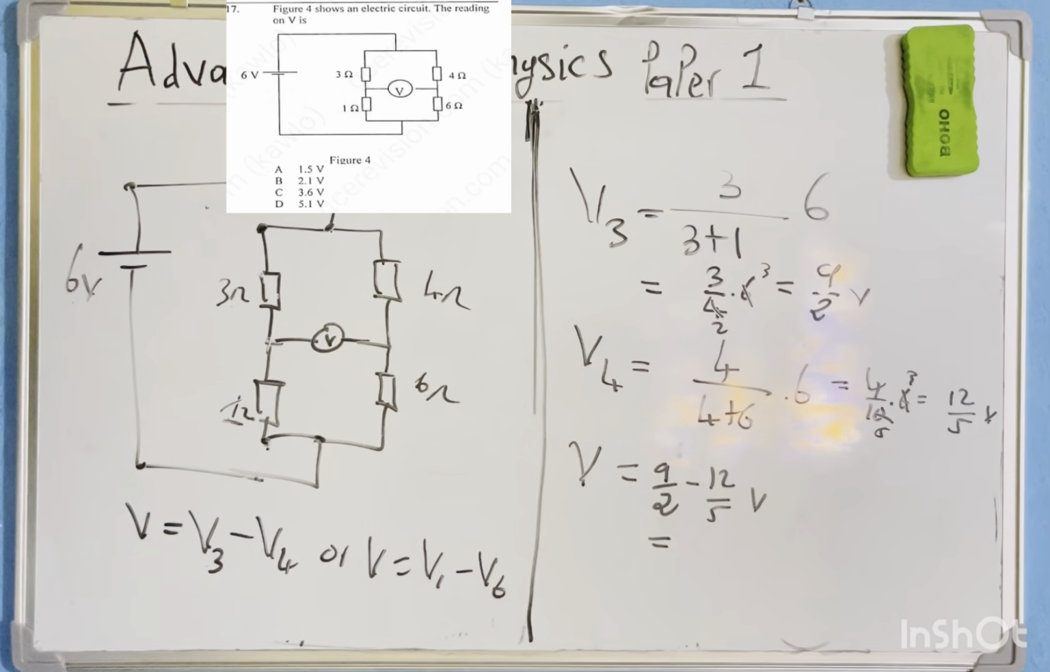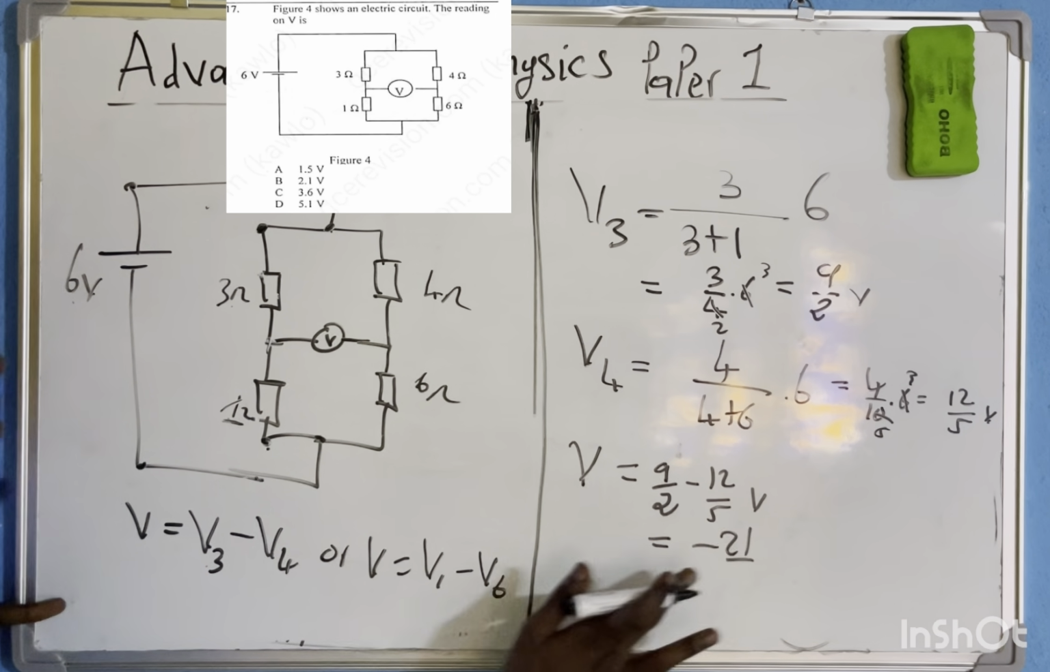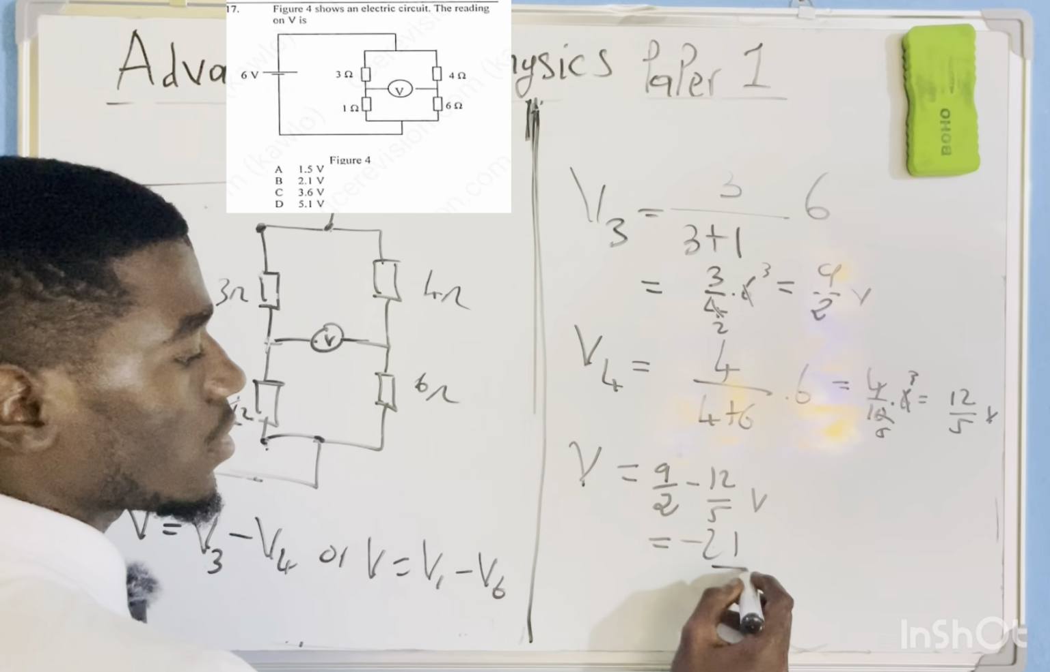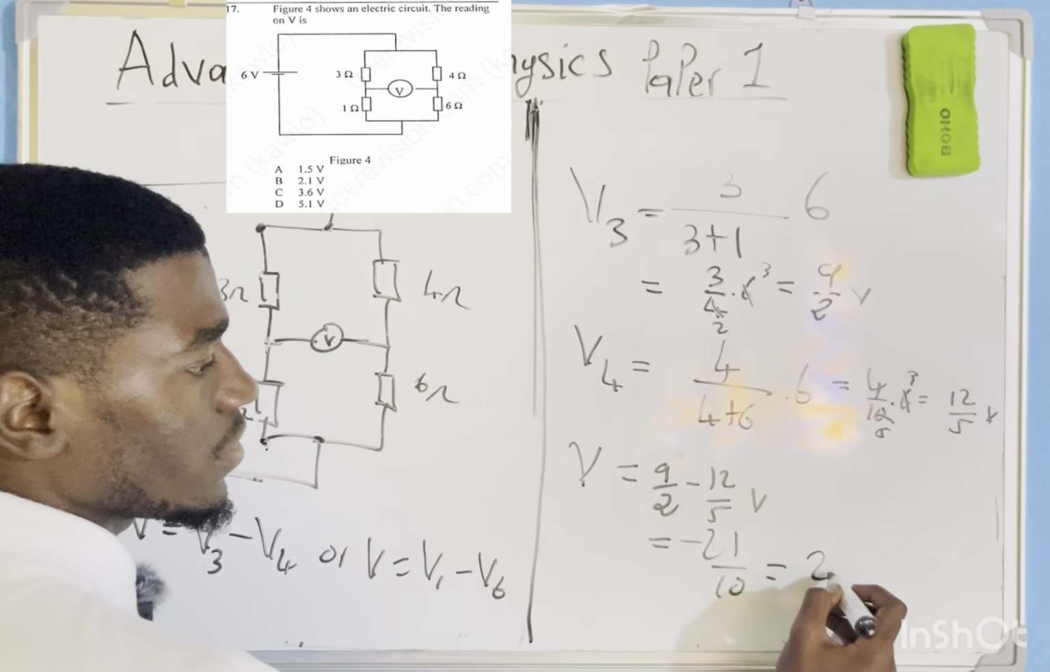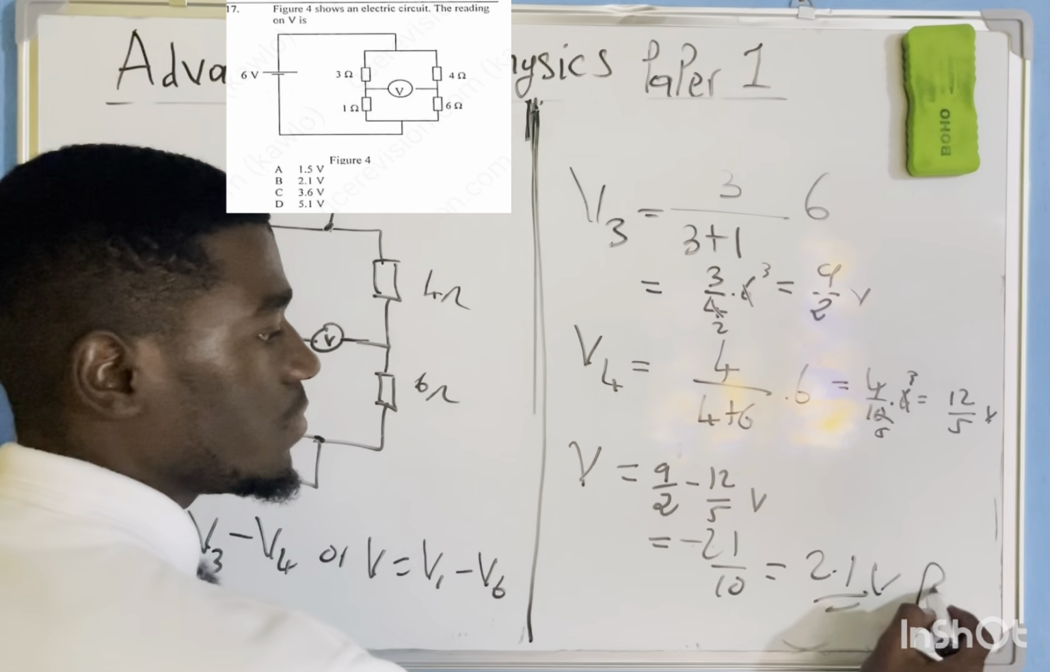Making the answer negative 21 all over 10. You see the answer will be negative, but don't bother. You remove the negative, so 2.1 volt, making the best option to be B. As easy as that.